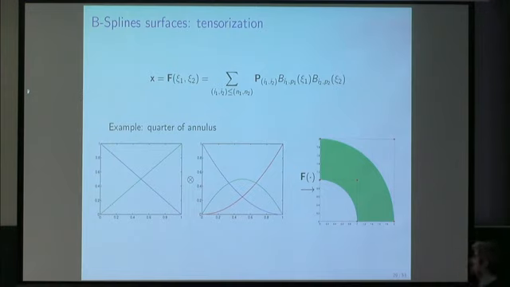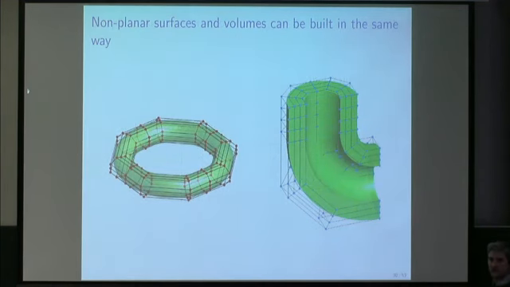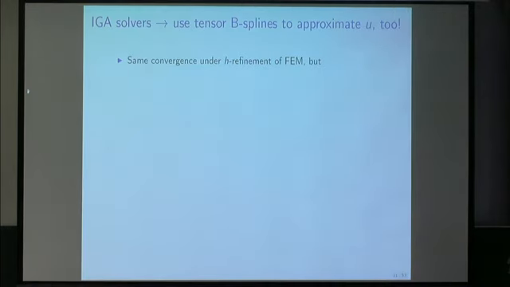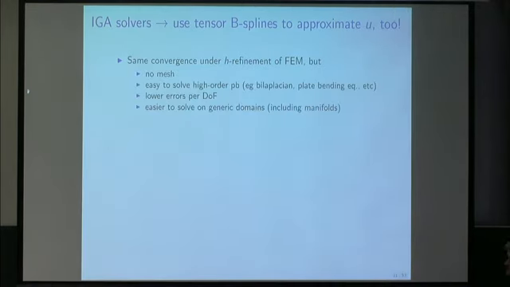And the surfaces need not be planar, they can be whatever. And if I keep further tensorizing, I get volumes, okay? So I have a nice way to describe non-planar surfaces and volumes. And once I have those basis functions and those surfaces, I can solve the PDE with them, okay? And in particular, because I have high order and I have high continuity, it's very easy for me to solve, for instance, bi-Laplacians or p-Laplacians or PDEs on surfaces, okay? Bi-Laplacians are useful, for instance, because they describe the plate bending equations. So they are useful in engineering.